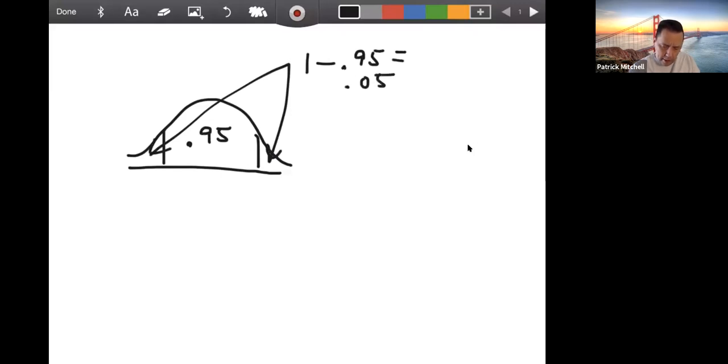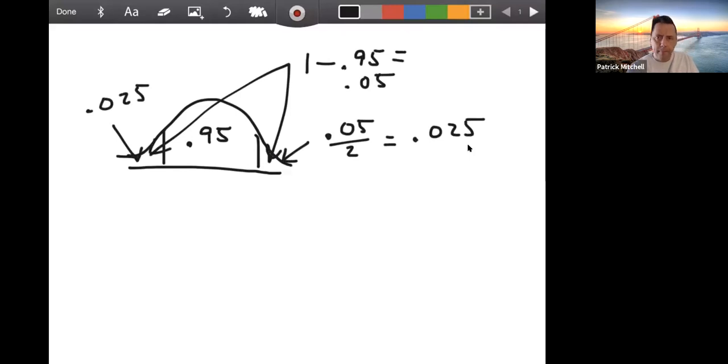And that means that this one area by itself is half of that. So 0.025, this area is also 0.025, okay? So what I'm trying to find is this z-score. All right. So I'm going to use table A2 for that.